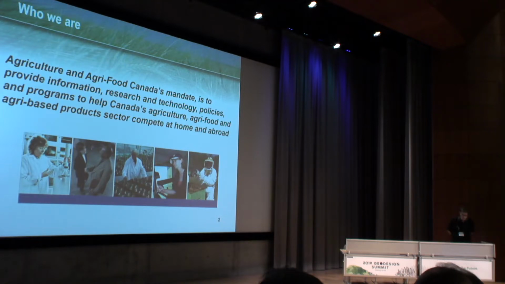So we are a branch, essentially, of the federal government, whose mandate is to provide information, research, and technology, policies and programs to help Canada's agriculture and agri-food sector compete both at home and abroad. Where are we located? Scientists, technicians, and staff work at 20 research centres across Canada to create better opportunities for farmers and all Canadians through agricultural research and innovation.